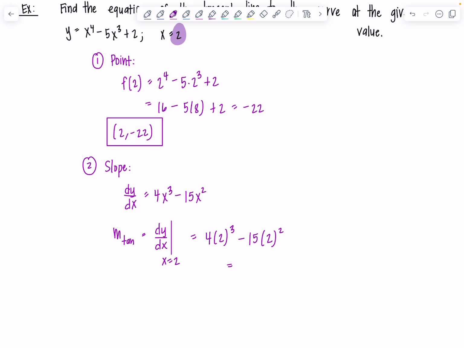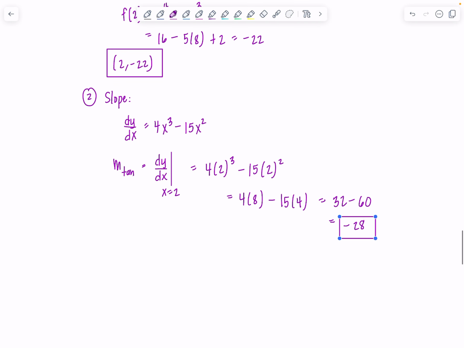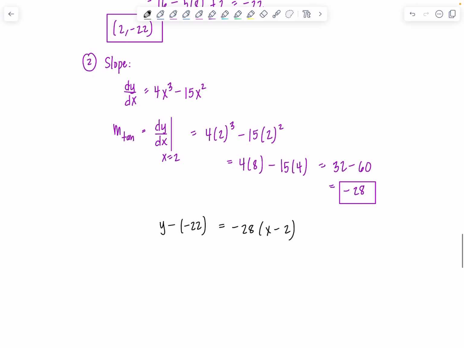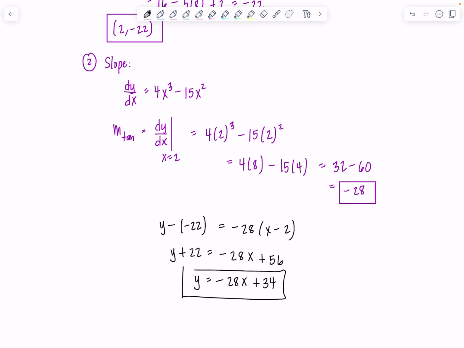What's this going to give us? 4 times 8 minus 15 times 4. So 32 minus 60, negative 28. So there's my slope. And now we're going to put it all together in point slope form. So we have y minus y1 equals m times x minus x1. So this is going to be y plus 22 equals negative 28x plus 56. So y equals negative 28x plus 34. Et voila. Good.